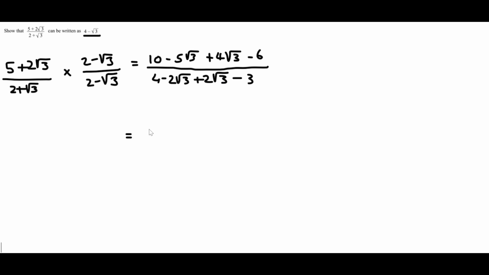So now we need to collect the like terms. 10 minus 6 is 4. Minus 5 root 3 plus 4 root 3 is minus 1 root 3. For the denominator, minus 2 root 3 plus 2 root 3 cancel out, so we're left with 4 minus 3, which is 1. So our final answer is 4 minus root 3, which matches the answer given in the question.